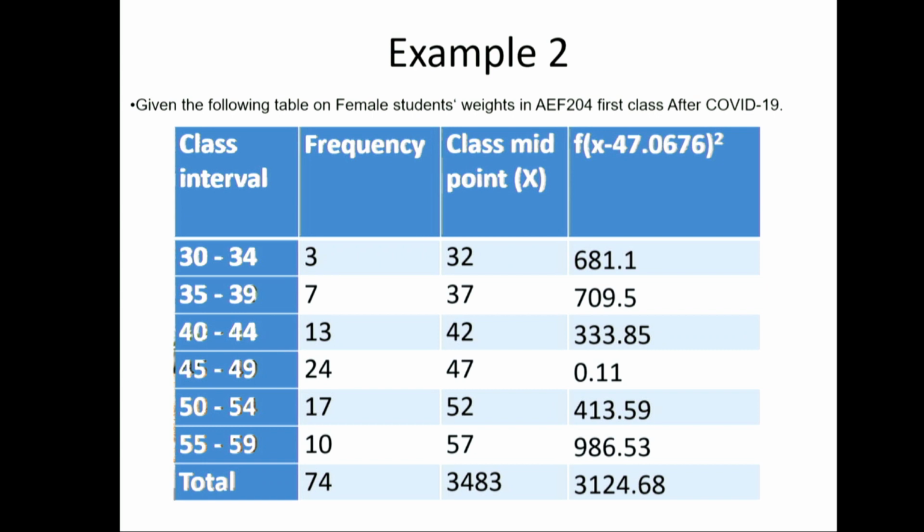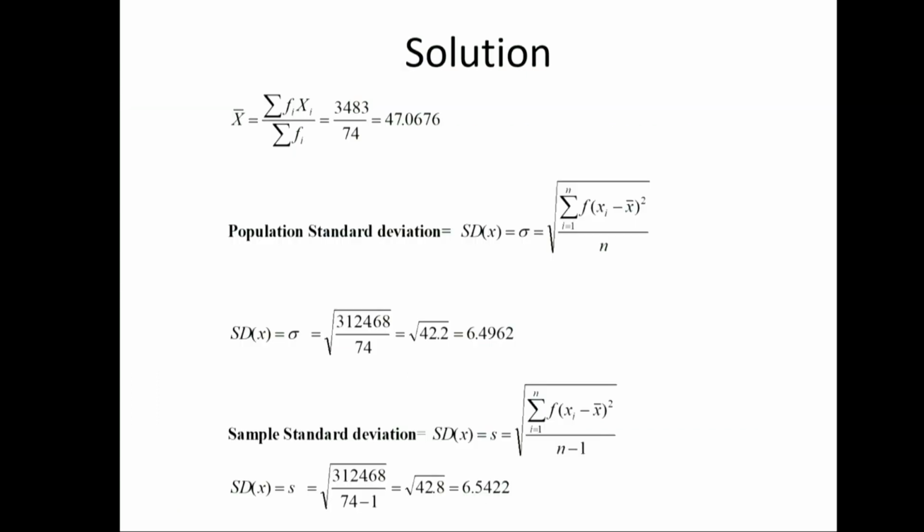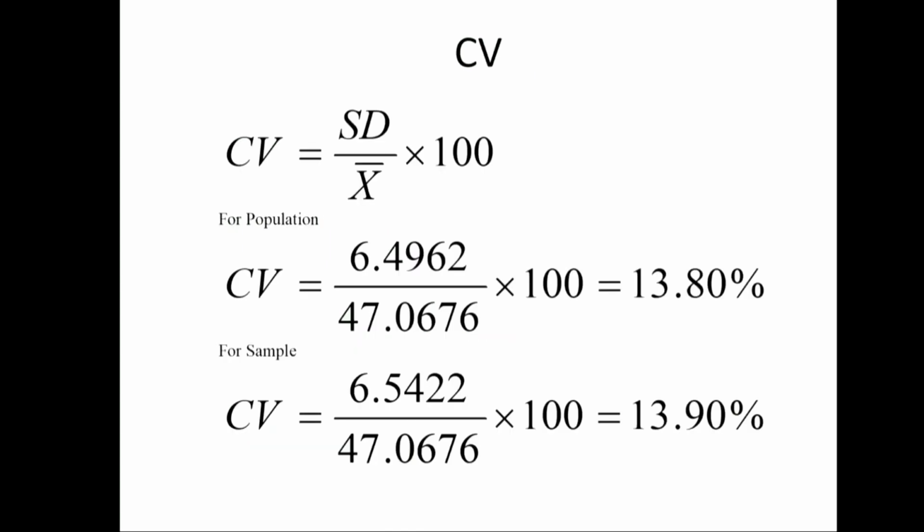Given the following table on female student weight in AEF 204, first class after COVID. We've considered this table before, so what we need is just the result. We need the mean, that is 47.067. That is the average weight of female students in that particular class after returning from COVID. So for the population, we have the population standard deviation to be 6.4962 and the sample standard deviation to be 6.5422.